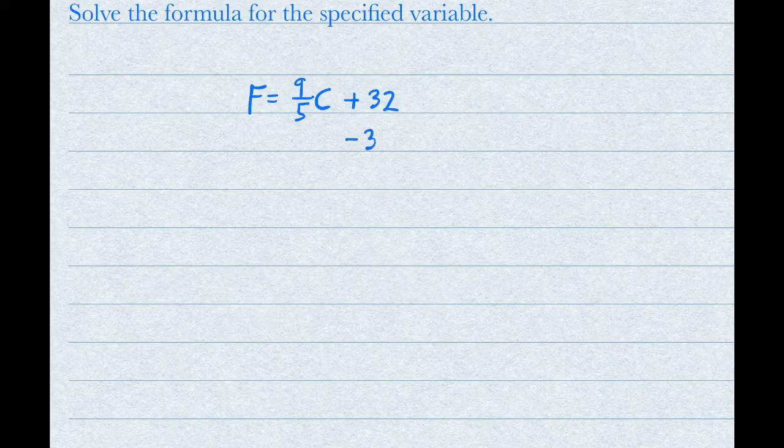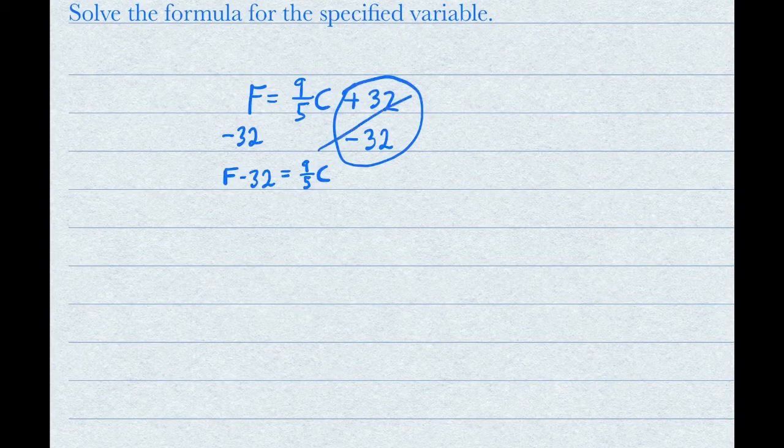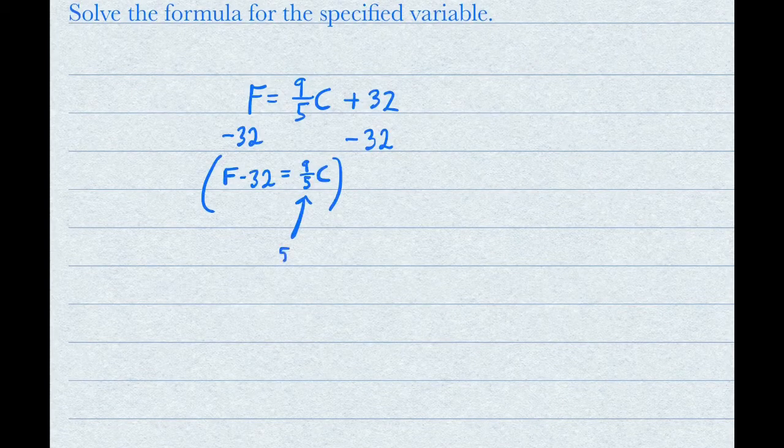First thing you should do is subtract the 32 from both sides. So your next line is going to be F minus 32 equals 9/5 times C. The 32's have cancelled out on this side. Notice on the right side that 9/5 is still being attached to the C through multiplication. The best thing to do is to multiply by the reciprocal to cancel it out. So what you do is you'd be multiplying both sides by the reciprocal of 9/5, which would be 5/9.